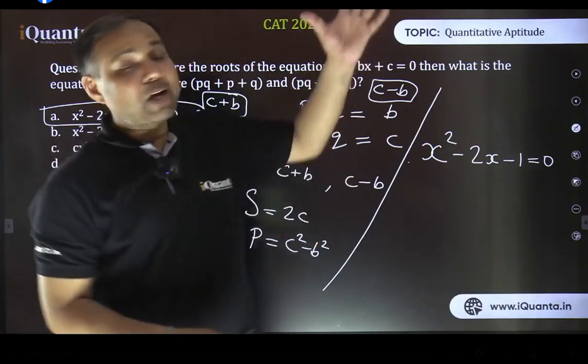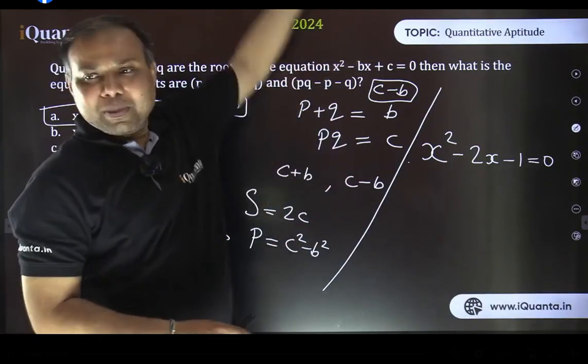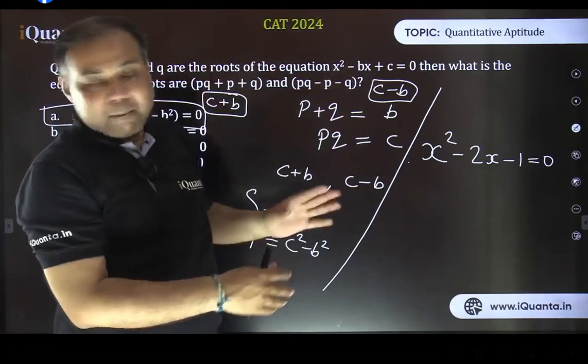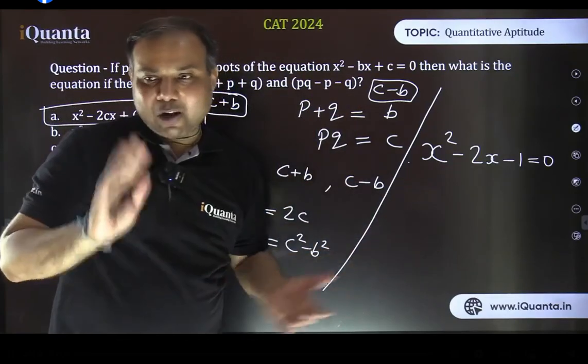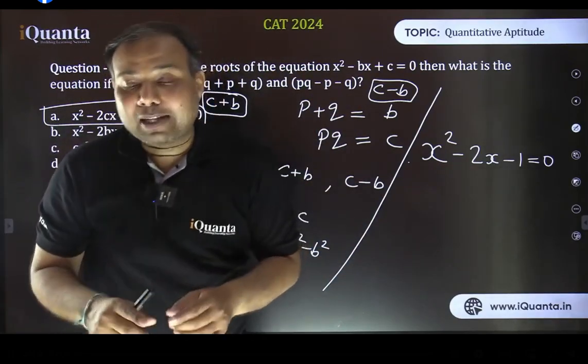Minimum value, because maximum value would be infinitely large, right? Because it is an upward opening parabola, so it can go as high as possible. But the minimum value will be fixed, right? Minimum value will be fixed. Okay, can you find out that minimum value?